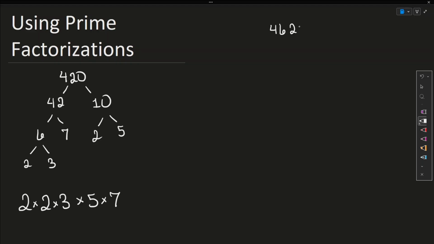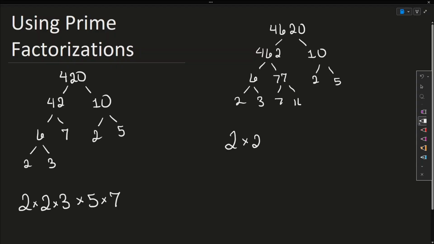Next, what about 4620? This is 462 times 10. And 462 is the same thing as 6 times 77. 6 is 2 times 3. 77 is 7 times 11. And 10 is 2 times 5. So for this one, we have 2 times 2 times 3 times 5 times 7 times 11.